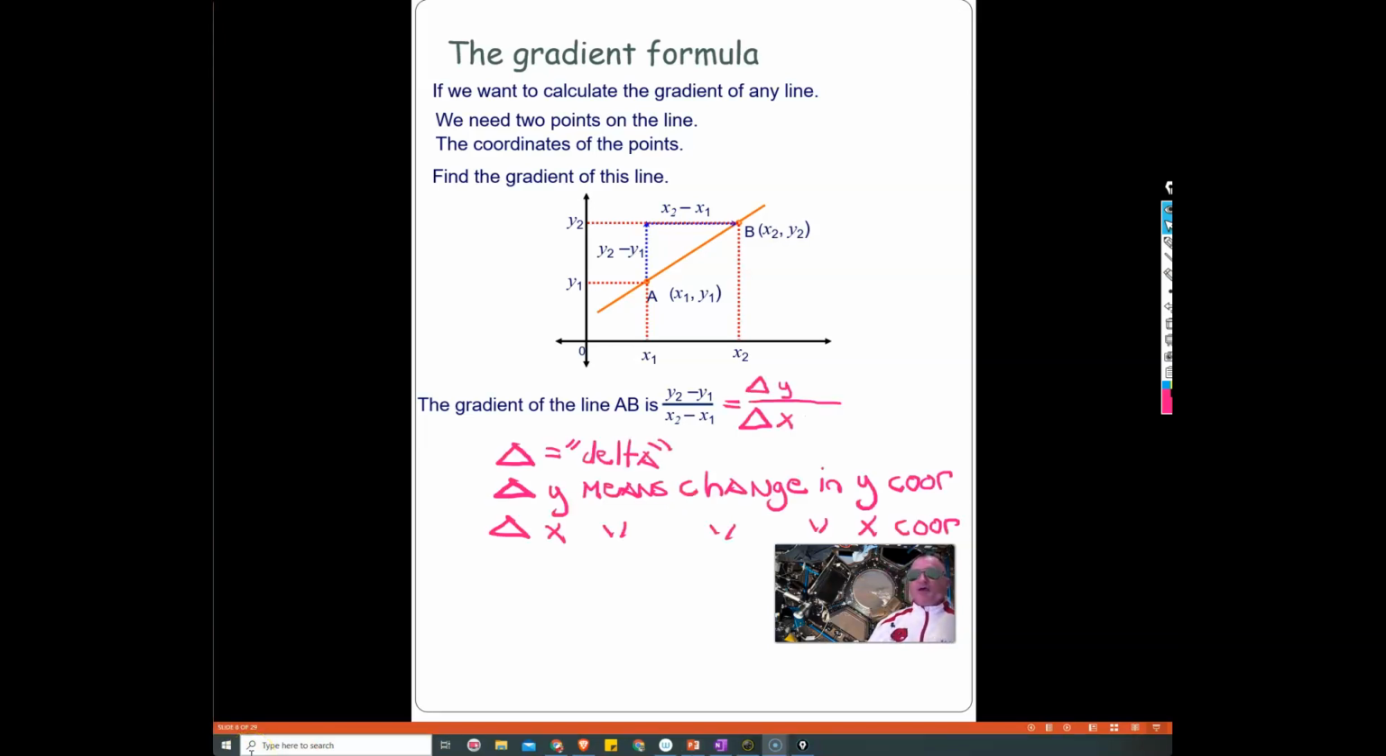Now, as we move ahead and get into more sophisticated mathematics in this course, particularly calculus and the derivative, you're going to see this notation, which is a triangle and then a y and a triangle and an x. And that's exactly the same thing as subtracting the y's and subtracting the x's. The way that we read that, the triangle is the Greek letter delta, and that just means change. So delta y means the change in the y coordinates, and delta x simply means the change in the x coordinates.